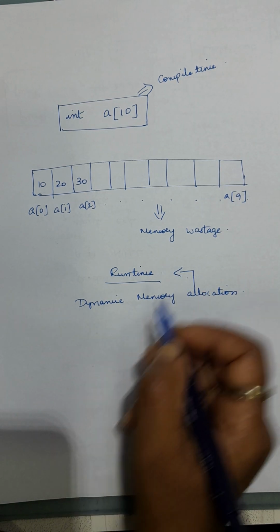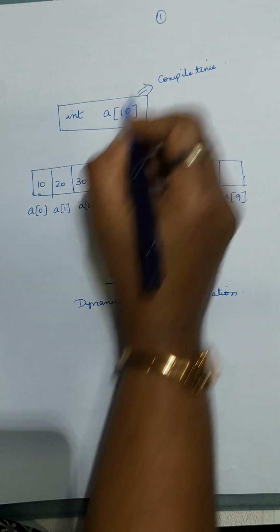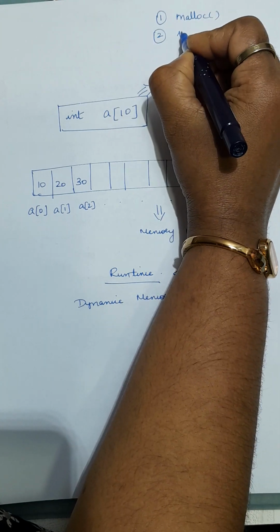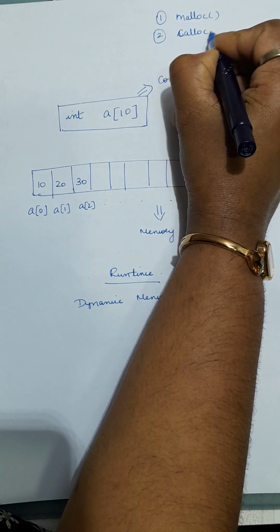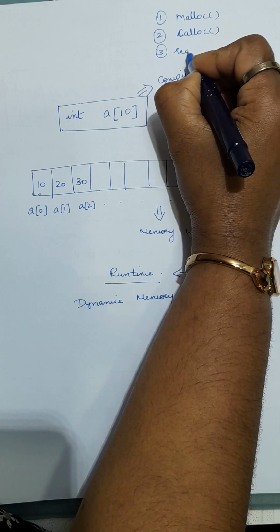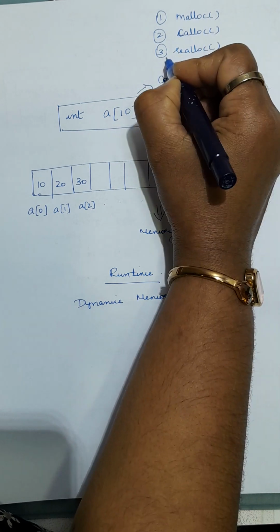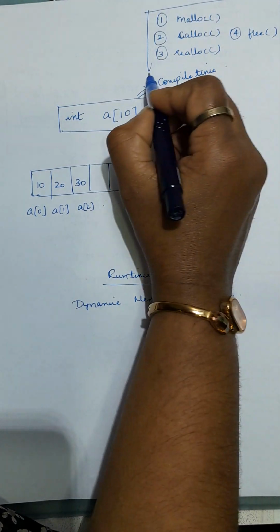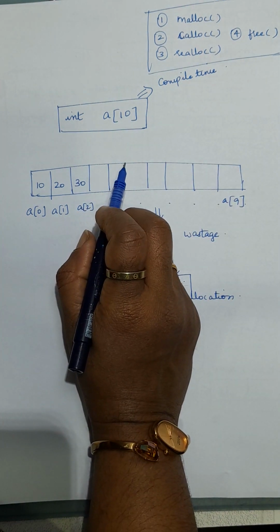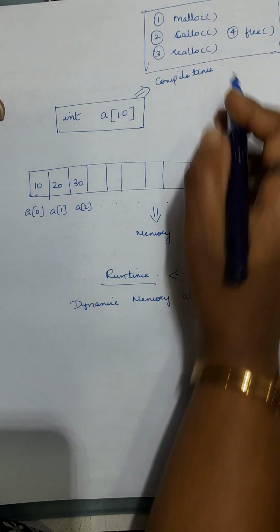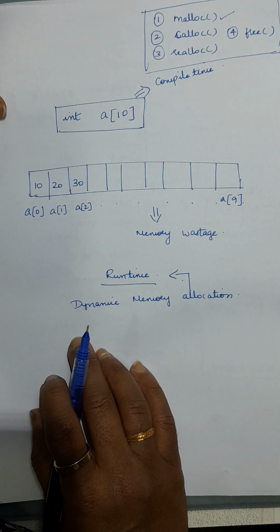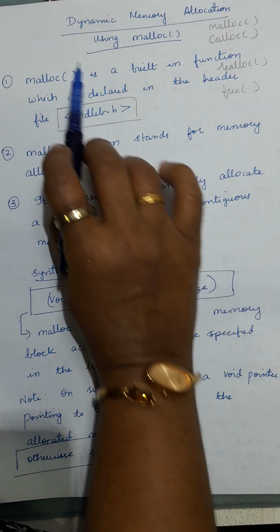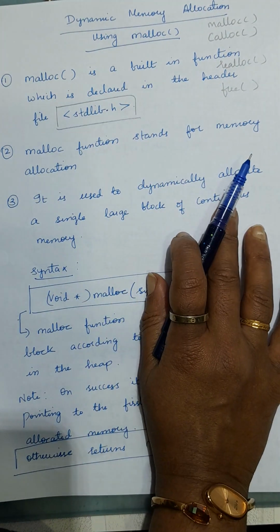So we have 4 different types of inbuilt functions. One is malloc, calloc, realloc, and the fourth one is free. So we have 4 built-in dynamic memory allocation functions. Okay, so today's session will be on dynamic memory allocation using malloc. Fine.